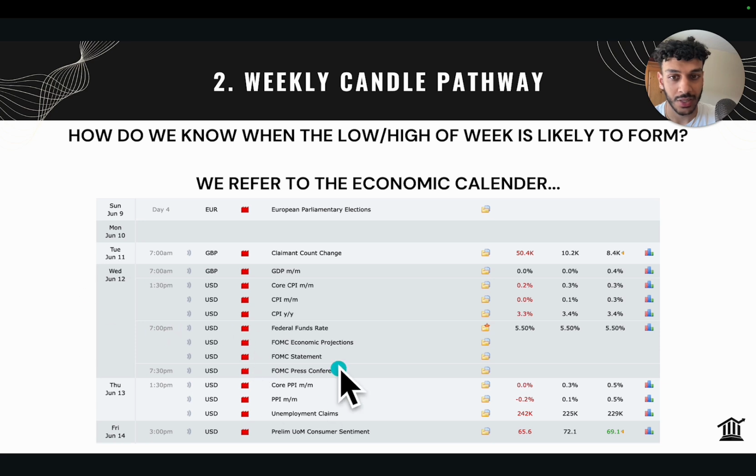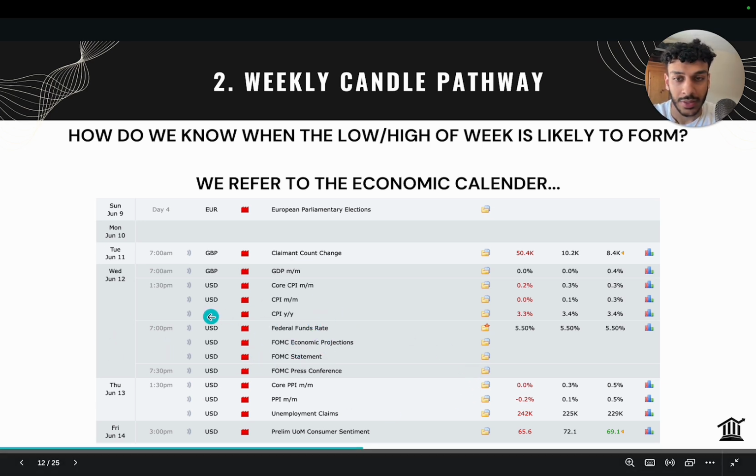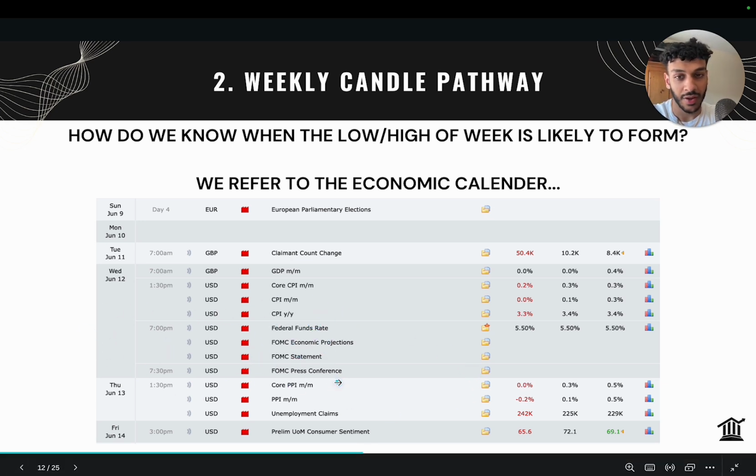And then Wednesday hits and we have FOMC rates, or FOMC statements, federal funds rate. And it's very, very likely on FOMC weeks that Monday and Tuesday are not really going to go anywhere, or more or less just be liquidity generating events.